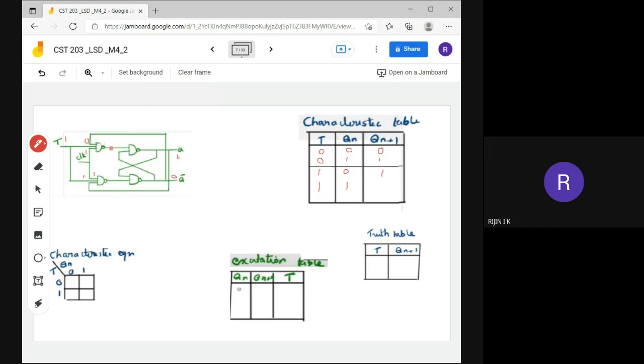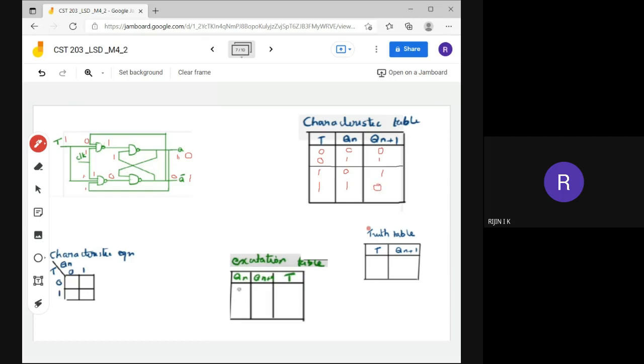If any one of the inputs is 0, the output will be 1. Here the inputs are 1, 1 and this is also 1. If all the inputs are 1, the output is 0. If any one of the inputs is 0, then you can directly write the output. Here in this NAND gate, both inputs are 1, so the output will be equal to 0. That means the next state is equal to 0.